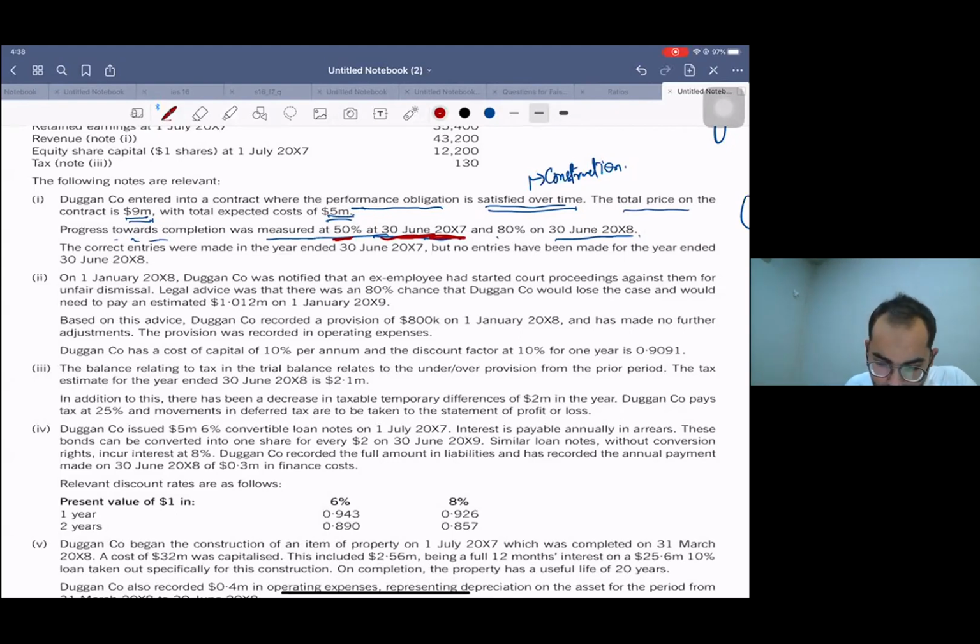Okay. Now, the correct entries were made in the year ended 30th June X7. Thank God, last year's workings are done and they are already correct. But no entries have been made for the year ended 30th June X8. They have not done anything for the current year. Now, just hold 30 seconds and look at this and make a plan in your mind, and then I'll show you how to do it. It's not difficult.